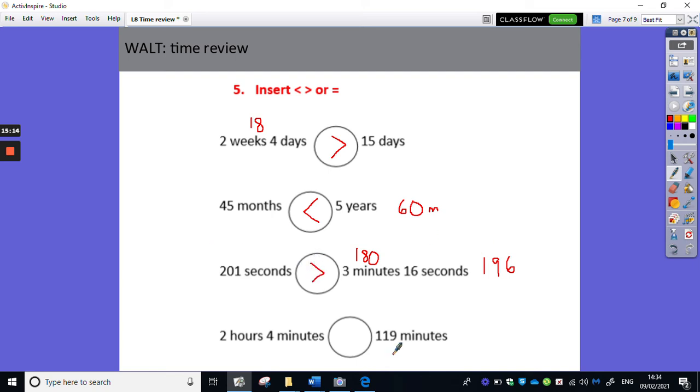Okay, one more. Let's have a look. So 2 hours in how many minutes? 2 times 60 is 120. So this is 124 in total with those 4 minutes. So 124 or 119. So it's this one that is bigger. So I'm just going to pause for a moment if you want to just check your answers. You may have worked it out different to me. That's absolutely fine. But as long as your inequalities are going the correct way, then that's fine.